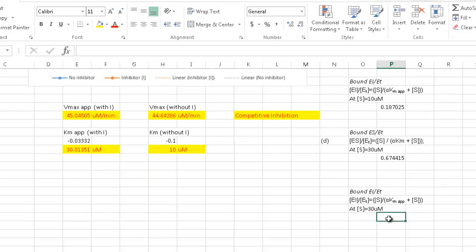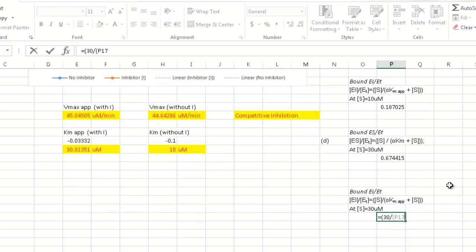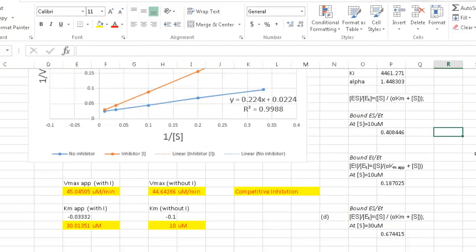How much of this is in the enzyme inhibitor complex? We'll do the exact same thing here. This time we are at 30 micromolar. Our alpha modulator is 1.448. That times our apparent Km, plus we're at 30 micromolar. Again, let's keep our parentheses intact, and we have about 40% of the enzyme in the form of enzyme inhibitor complex. Finally, we can ask to determine the ratio. So let's take a look at our ratio between the bound enzyme substrate over the bound enzyme inhibitor.